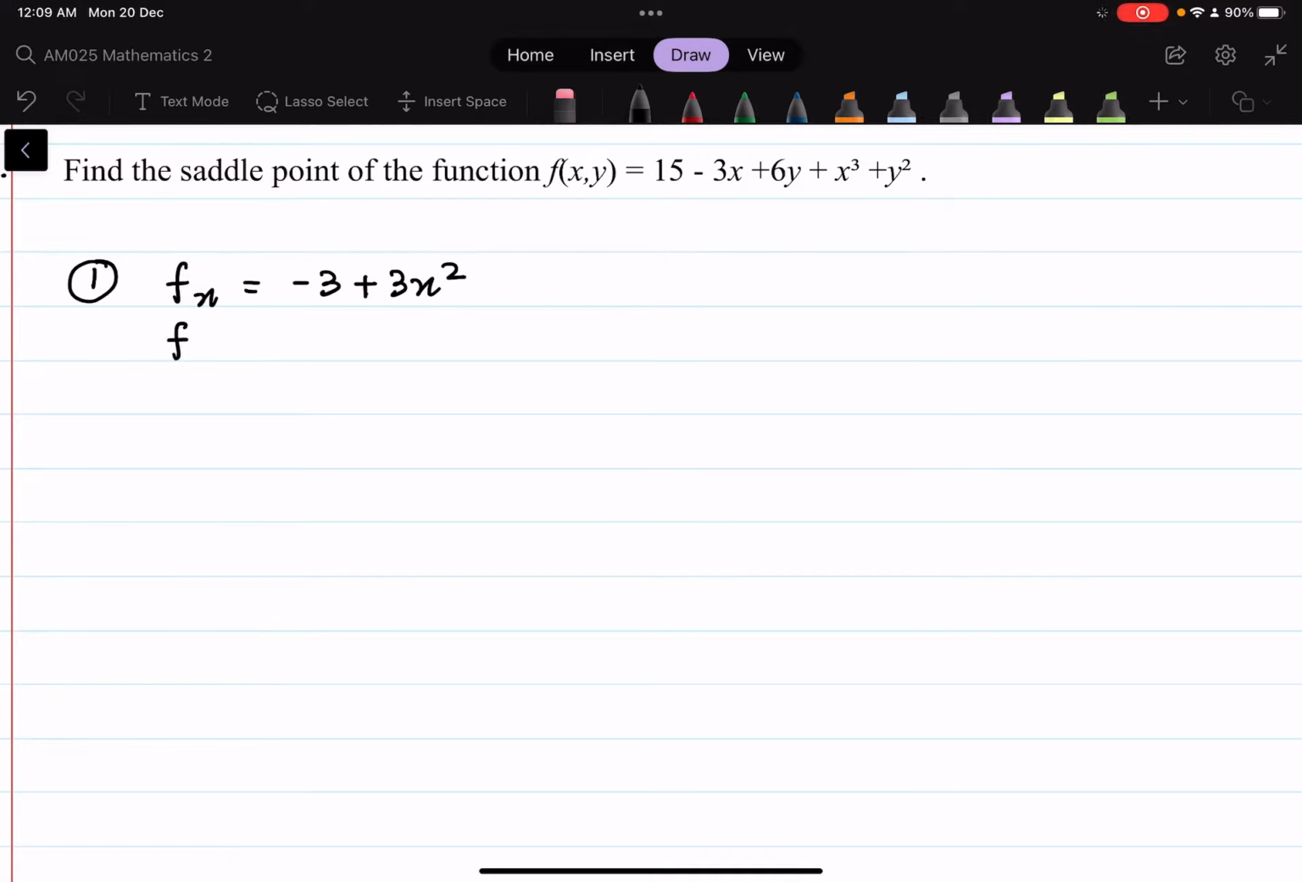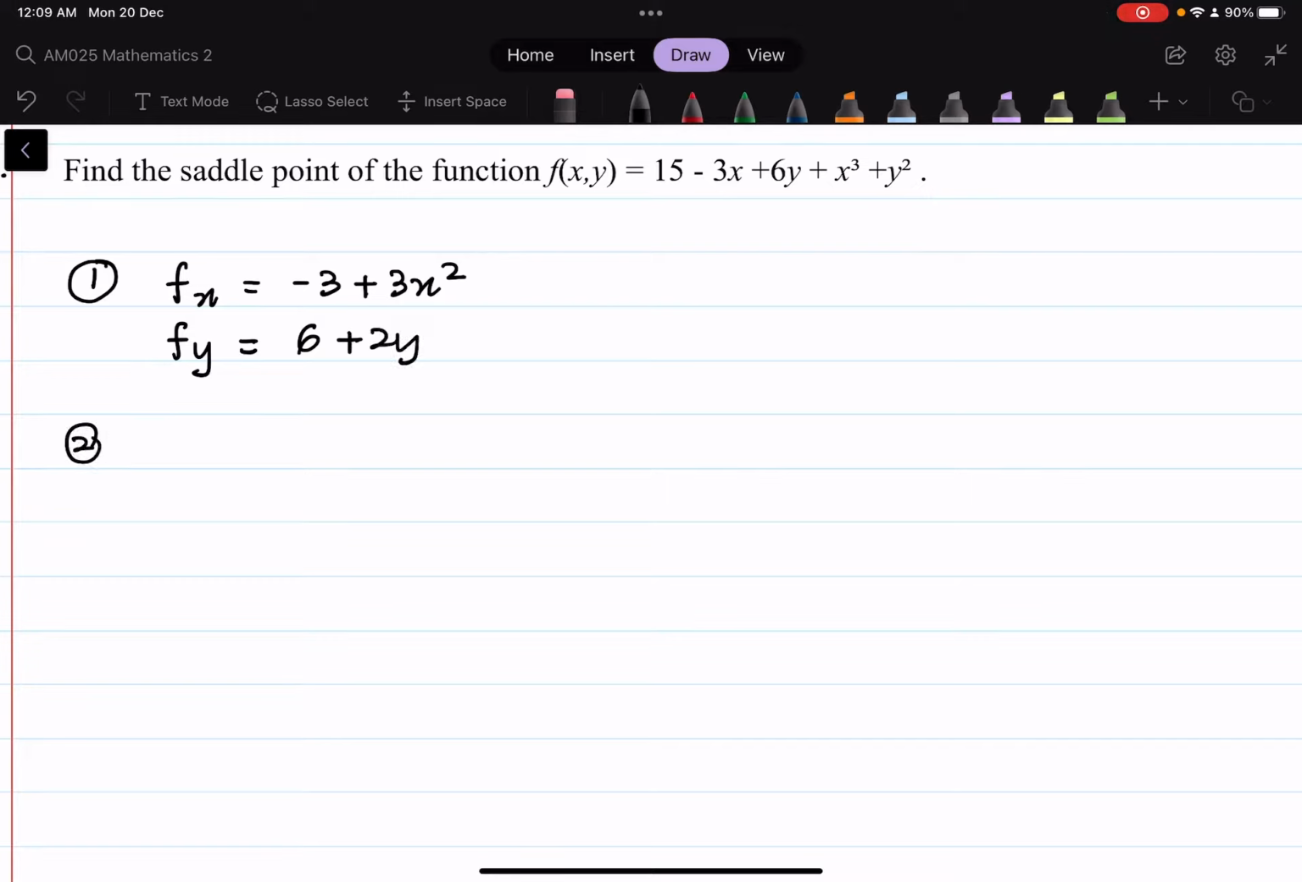So now let's differentiate f sub y. Differentiate 15 with respect to y is 0, differentiate negative 3x with respect to y is also 0, differentiate 6y with respect to y is positive 6, differentiate x cubed with respect to y is 0, differentiate y squared with respect to y is 2y.